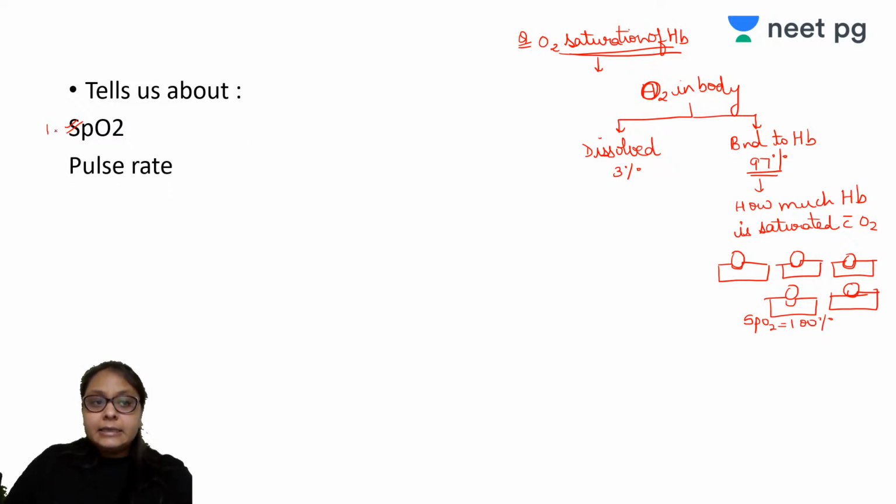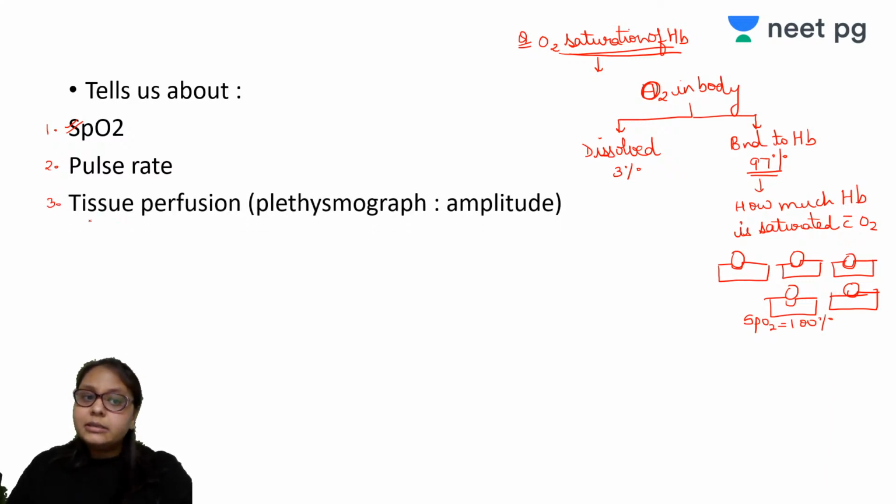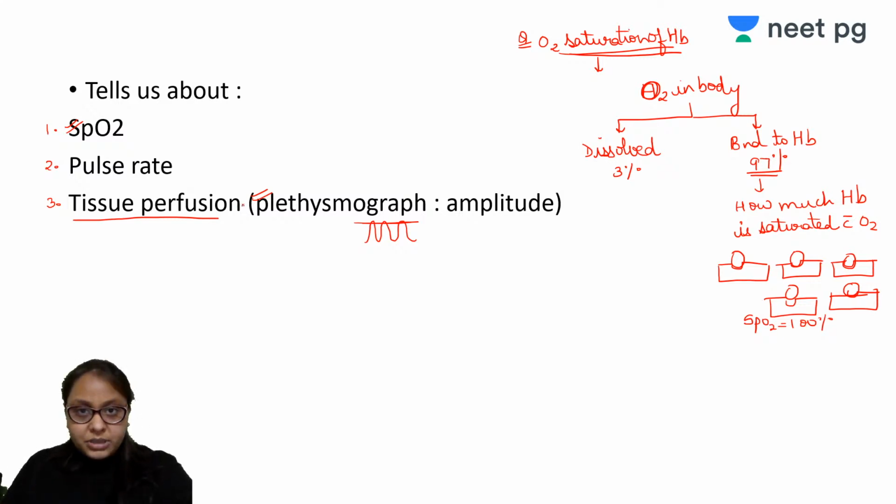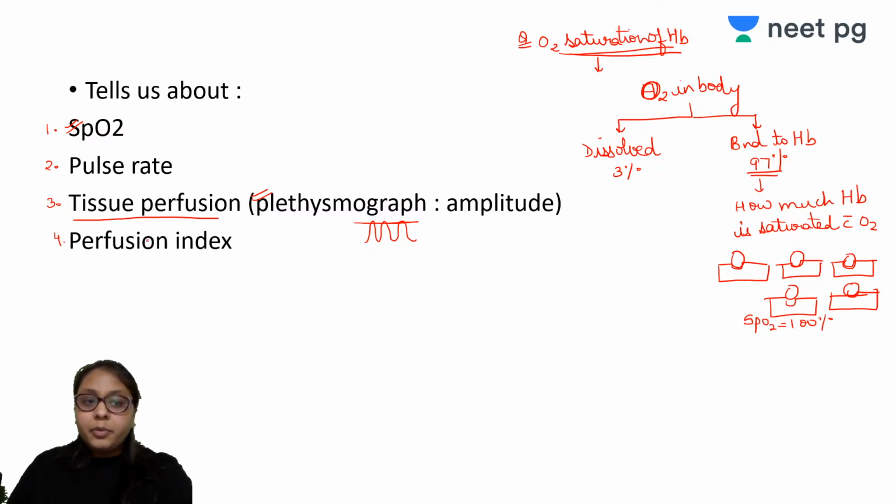The second thing it tells us is the pulse rate. As we saw in that picture, the SpO2 and pulse rate were seen. Thirdly, very important, it also tells us about the tissue perfusion. Now, how does it tell us if the tissue perfusion is okay or not? That is through the plethysmograph. There is a graph which appears on the side of this reading, and that is known as plethysmograph. The amplitude of this plethysmograph will tell us about the tissue perfusion. What is the principle behind it? I'll discuss it later in this lecture. And fourth, it tells us about perfusion index. What is perfusion index and what is its importance?